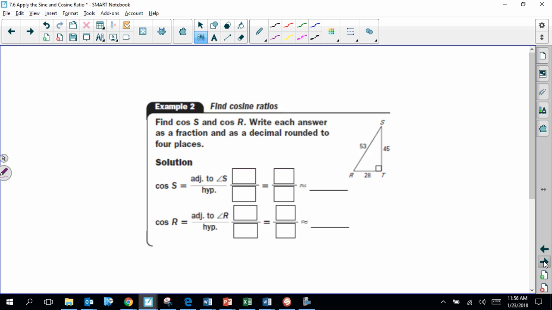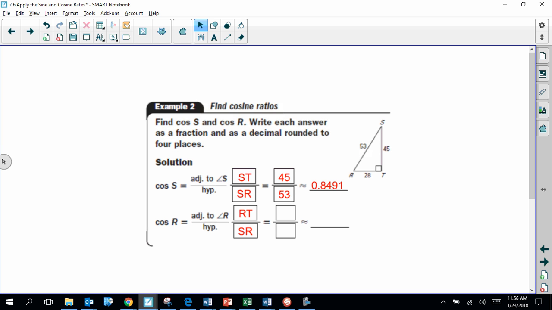Here, same concept, where we're finding the cosine of the two angles of this particular right triangle. So again, we're looking at the adjacent side and the hypotenuse, and these are set up the exact same way. We just have to recognize what side is adjacent to the angle. Remember, the hypotenuse looks like it's adjacent, but hypotenuses can never be adjacent or opposite. They're always just a hypotenuse, where the two legs of the triangle are either opposite of an angle or adjacent to an angle. So in this case, we would say 45 over 53 is the exact value, or 0.8491 is the rounded answer.